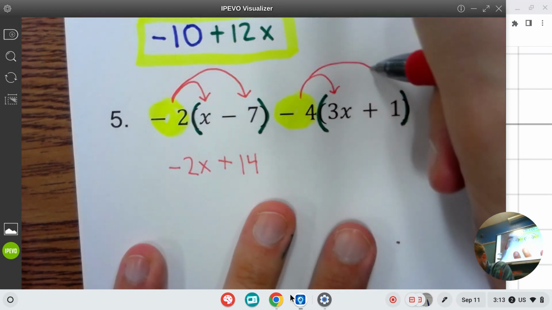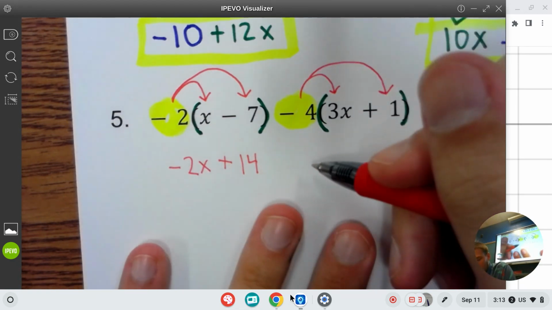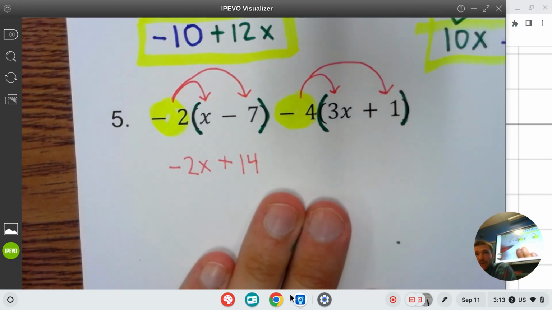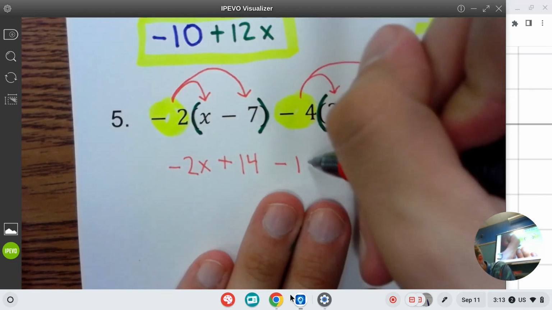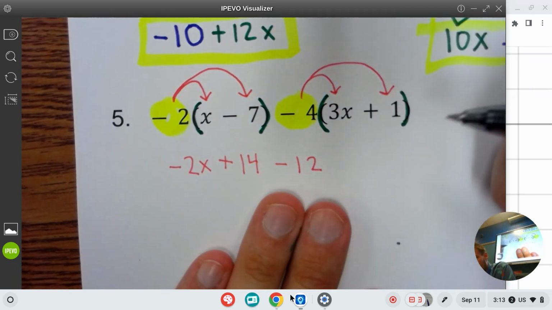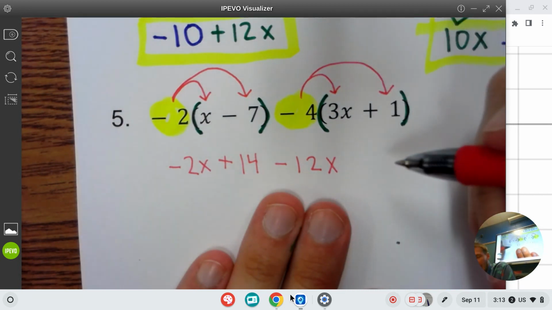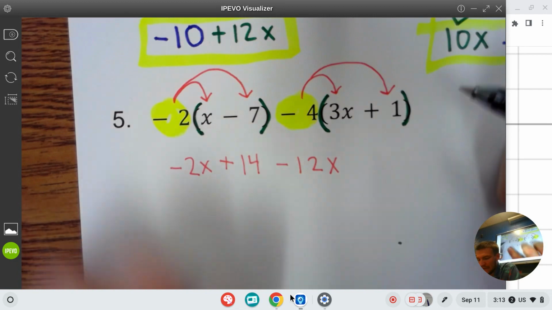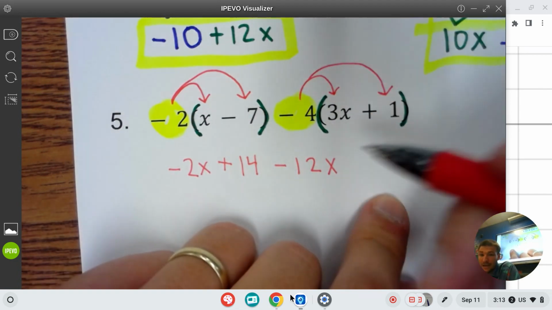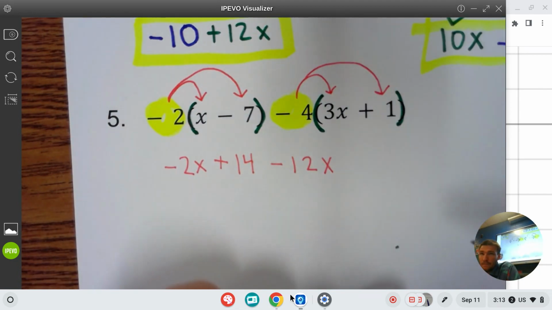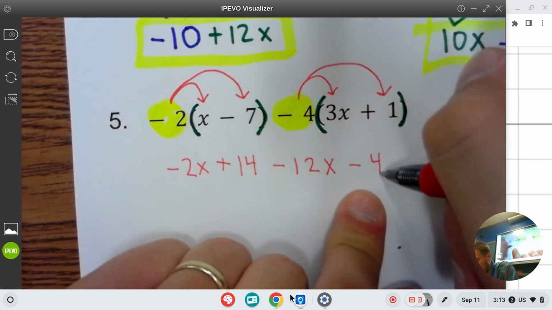All right, somebody else help me out with the first term of the second part. What do you got? Negative 12. Nice catch. Genius. Negative 12 x or no x? We're going x on that one. And the final term, one last person. What about negative 4 times positive 1? Negative 4. Love it. We're pretty much done.